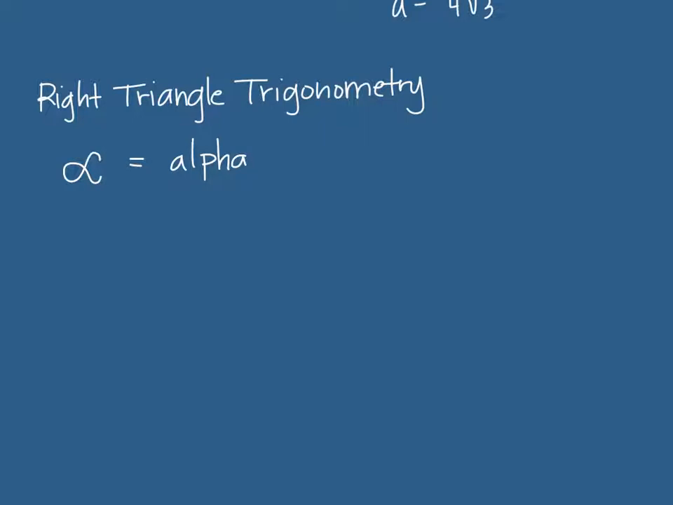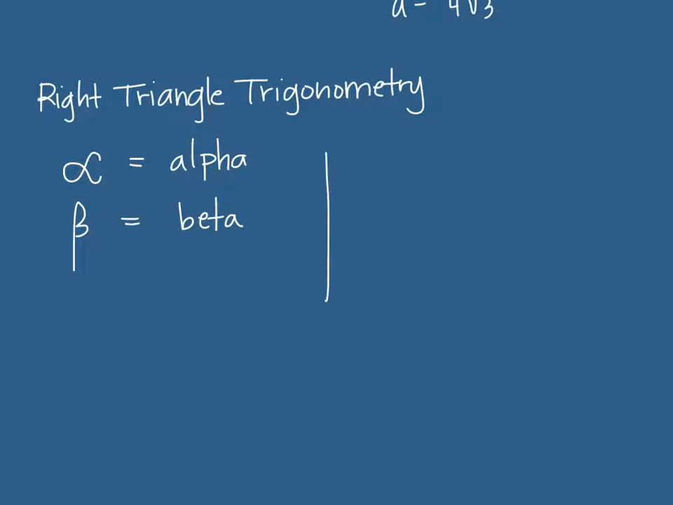Does anybody know the second letter of the Greek alphabet? Beta. Yeah. And so beta looks like a capital B, but it has a long little tail to it, and that is beta. There are other Greek letters we're going to learn, but these are your first two.